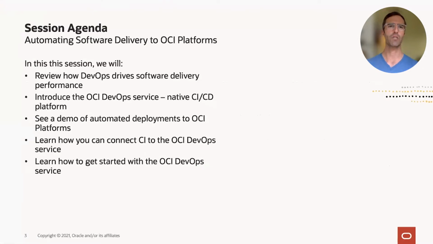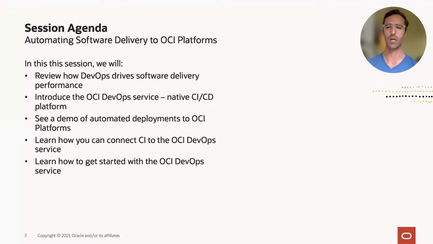So what we're going to do today is show you the OCI DevOps service, and show you how you can automate the delivery of your software to OCI platforms. That's kind of the introduction of this native CI/CD platform. We're going to have a demo coming up later, so we'll try to get through these slides as fast as we can so you can see our demo.